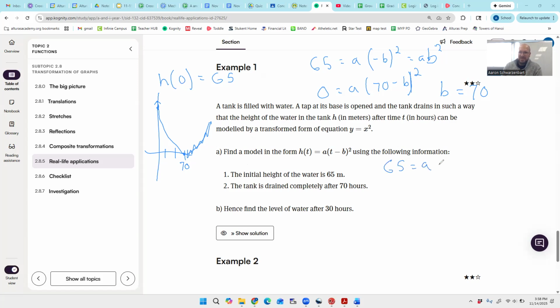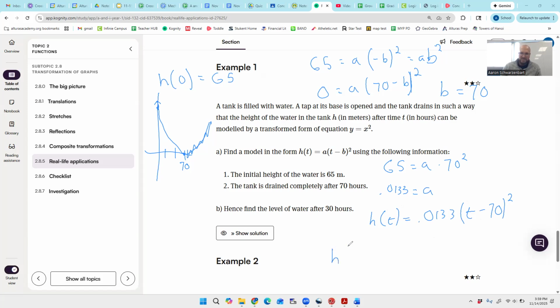65 equals A times 70 squared. So I'll divide by 70 squared, and I get A equals 0.0133. So my function, h of t, equals 0.0133 times (t minus 70) squared.